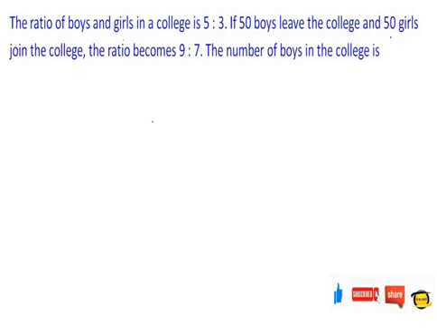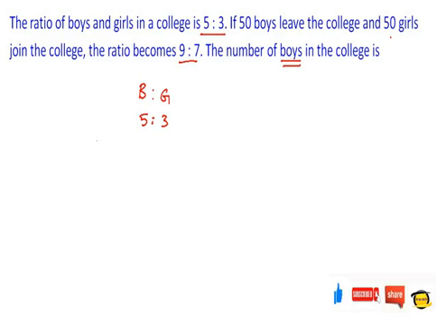The ratio between boys and girls in a college is 5:3. If 50 boys leave the college and 50 girls join the college, the ratio becomes 9:7. Find out the number of boys in the college. So it's been given that the ratio between boys and girls is in the form of 5:3, right?